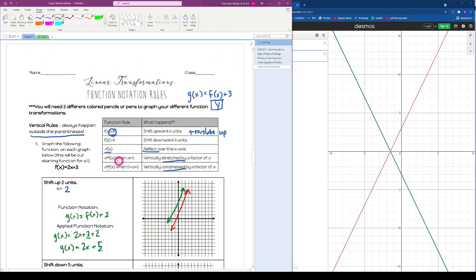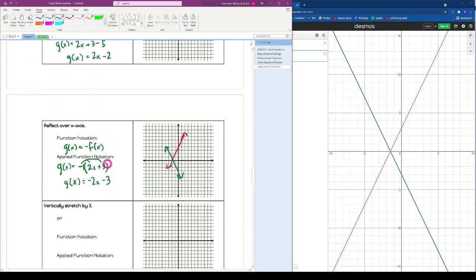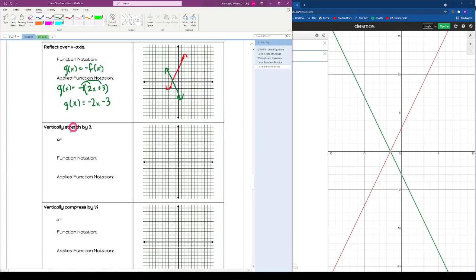Looking back at our table to remind ourselves, when we have a vertical stretch, we're multiplying all of f of x by that factor, so a times f of x. If we're stretching by times 3, our stretch is 3, and then our function notation would be g of x equals 3 times f of x.